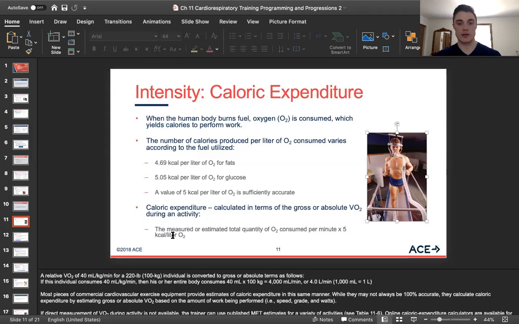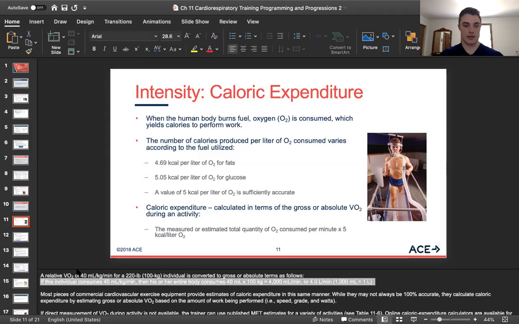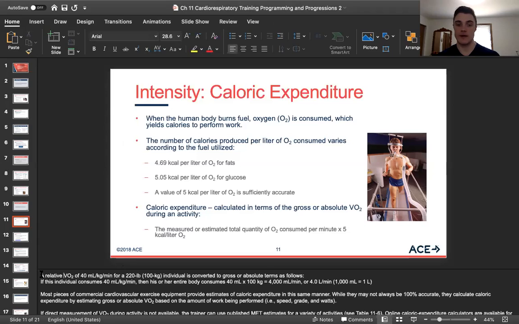So we'll have caloric expenditure, and here you'll see calculated in terms of gross or absolute VO2 during an activity. There's a good example right here of what that'll look like. Remember we talked about relative VO2 and how it factors in another unit. Normally when you're talking about VO2 max, you'll be talking about liters per minute. But when you're talking about relative VO2 max, you want to incorporate body weight in there as well, just so that it is more of an average.